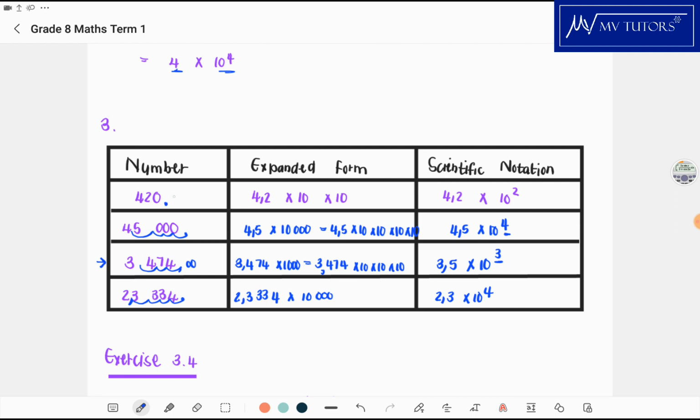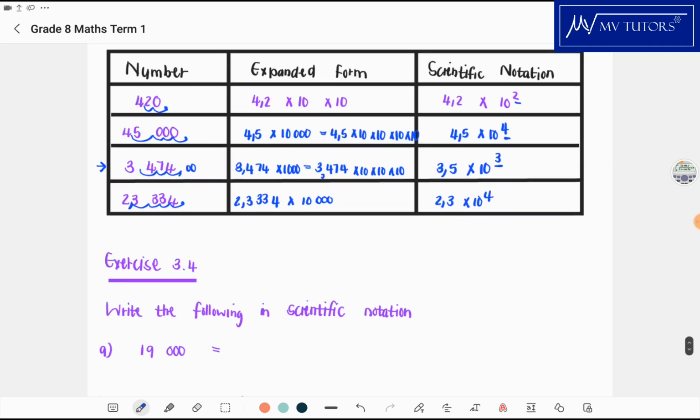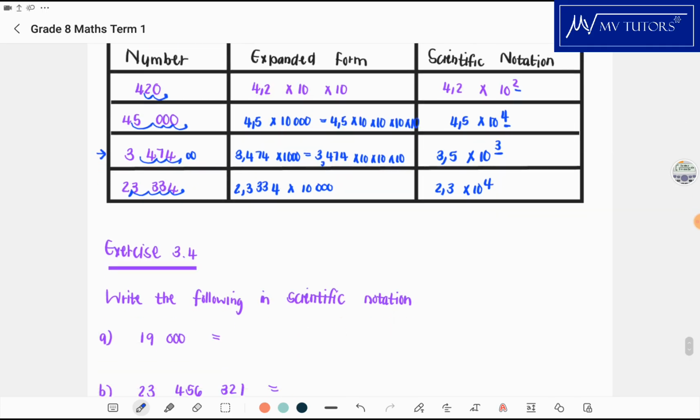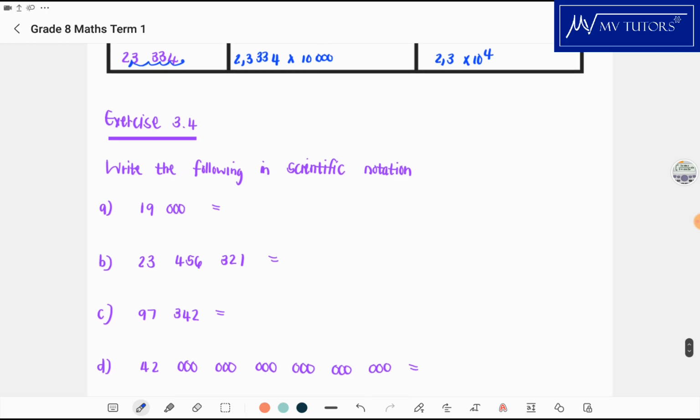And here, if the comma was here, it shifted 1, 2. So we have 10 to the power 2. So that's another way of seeing what you're going to put there: 10 to the power 4, 10 to the power 3, and so forth. If there's anything you don't understand, please do comment below and I'll try to explain it again, or your friends who see this can also try to explain.